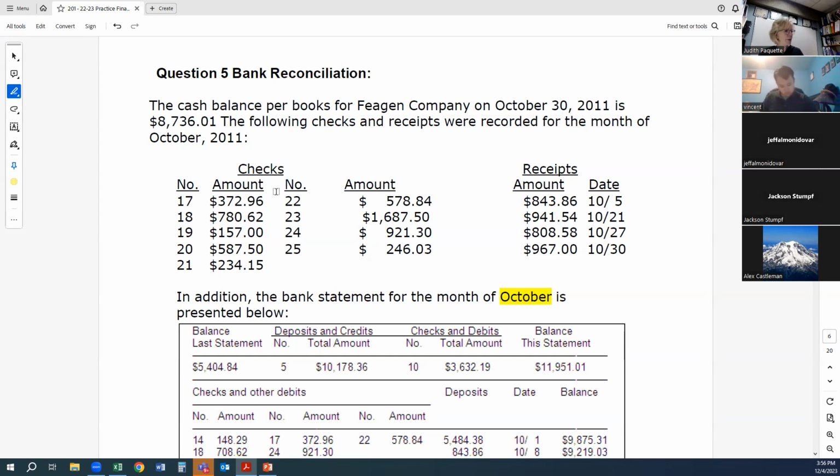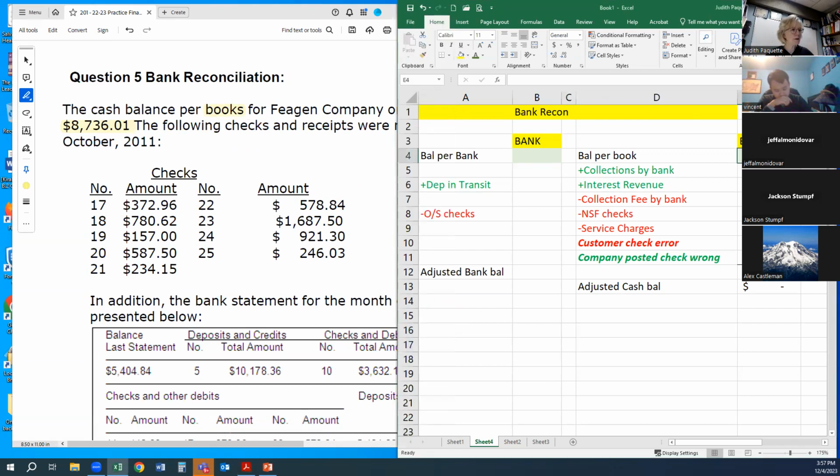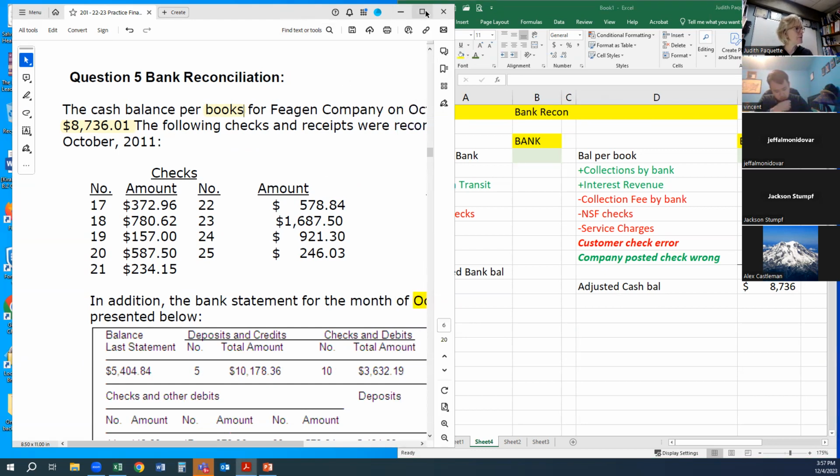Okay. All right. So let's just look at this. We're going to pick up, and I just want to tell you guys, double, triple check this stuff. This 8736 is the balance per books. I can't tell you how many times students have just made a transposition error and put it in the wrong column. So that's what's going to go here, 8736.01.